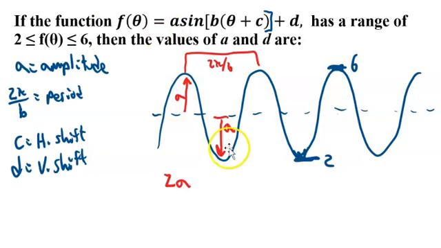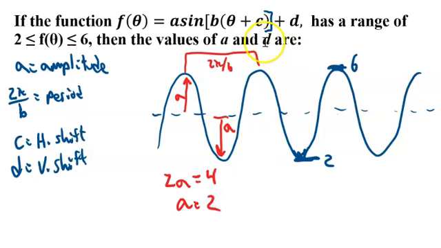a plus a, right? Well, this isn't 0. To go from 2 to 6, we have to traverse 4. We've got to go 4. So to go 2 amplitudes, we have to go a distance of 4. So that means the a has to be 2.